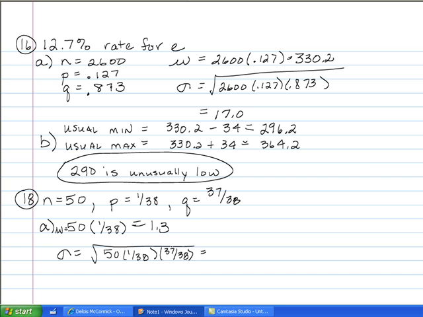Okay, in part B, would 0 wins in 50 bets be an unusually low number of wins? Okay, so 1.3 minus 2 times 1.1 is negative 0.9. If we add it, we're going to get 3.5. So 0 wins, 0 is not unusually low.